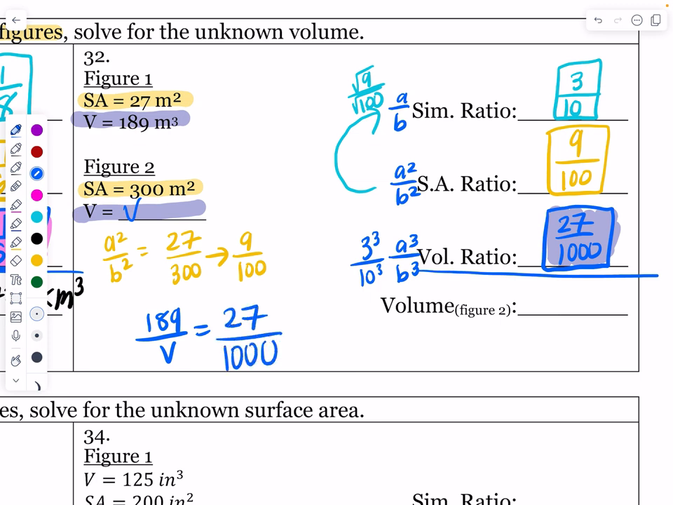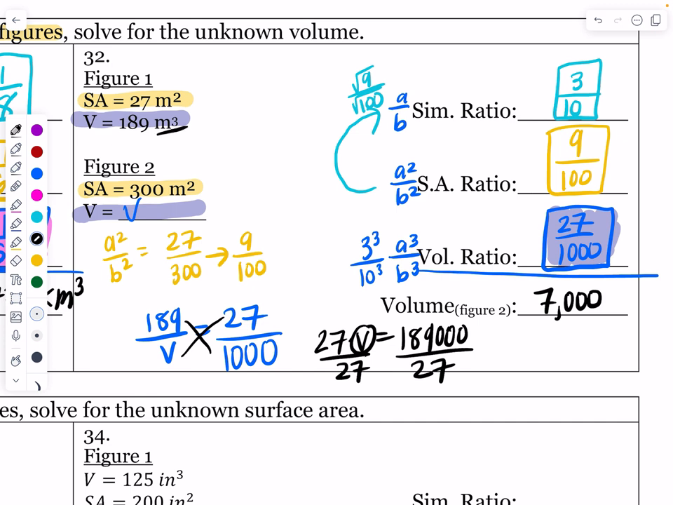And then I'm going to cross multiply. So when I cross multiply, that is going to be 27 times V equals 189,000. So 189,000 divided by 27 on both sides. That is going to give me 7,000. What are my units? My units are in meters cubed. Meters cubed of the larger shape.